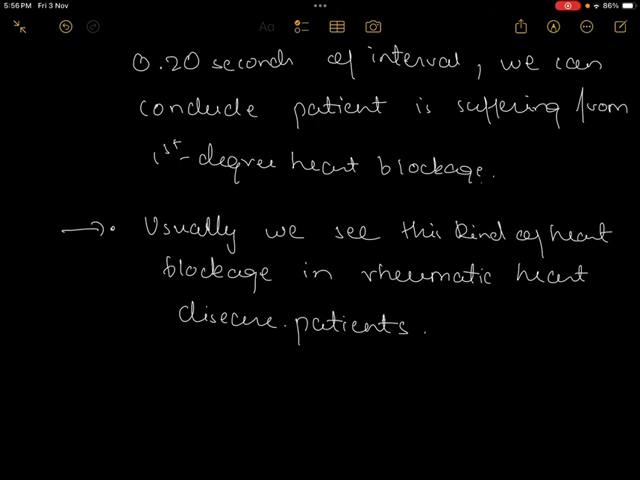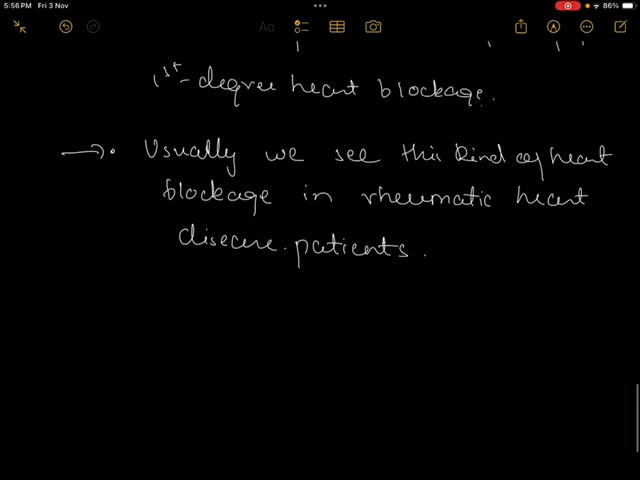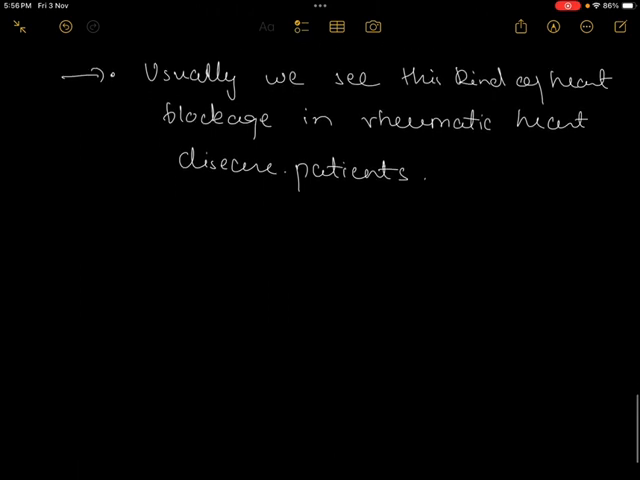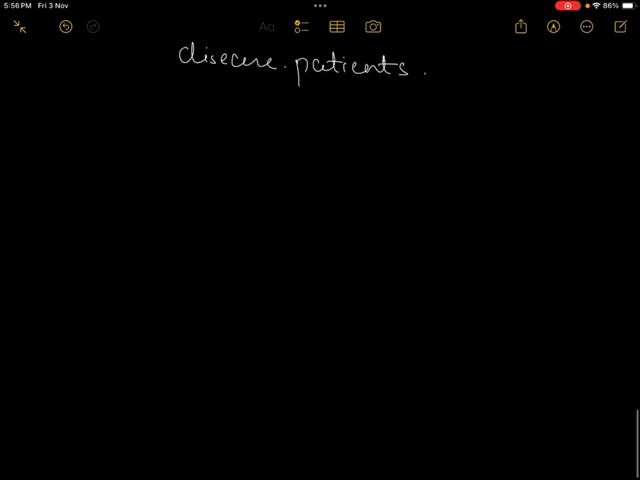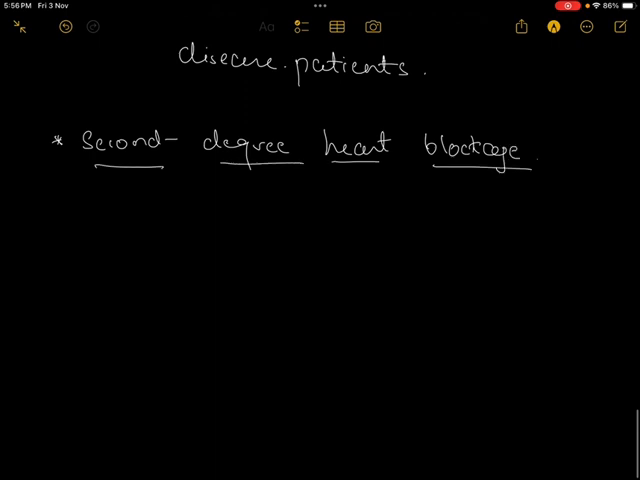Now coming to the next type of blockage, which we also call second degree heart blockage. So how do we classify second degree heart blockage from first degree heart blockage? How do we differentiate between these two types of heart blockage? So let us discuss that thoroughly.